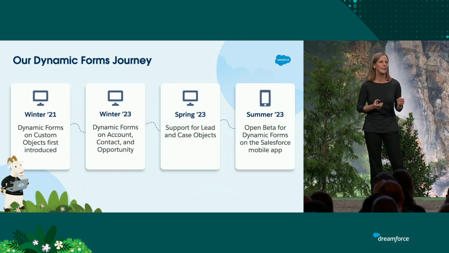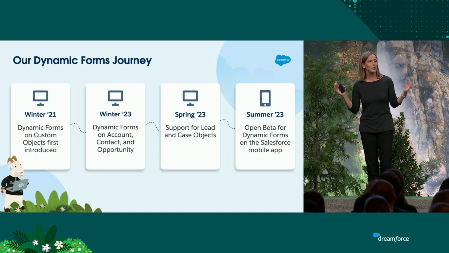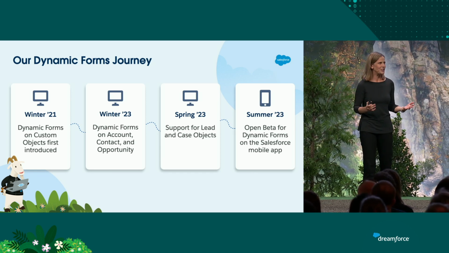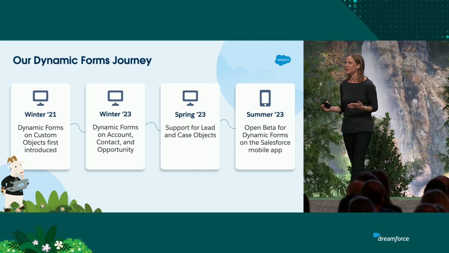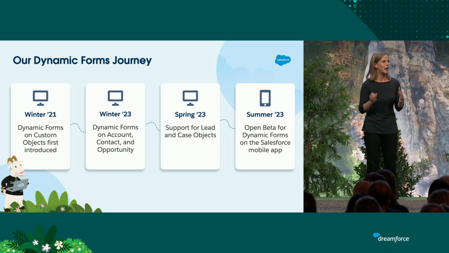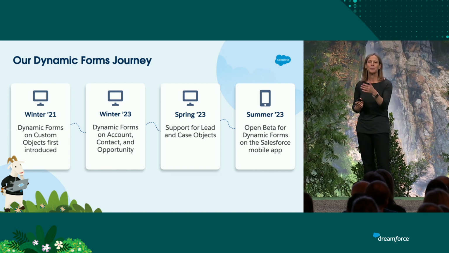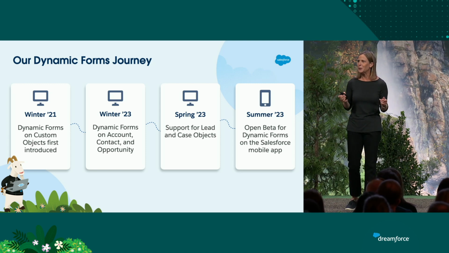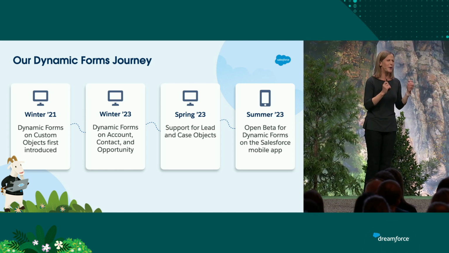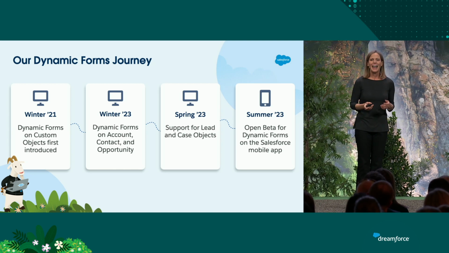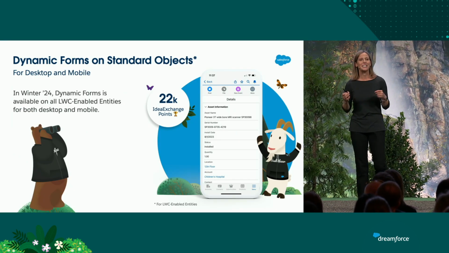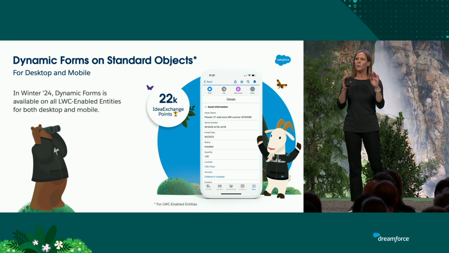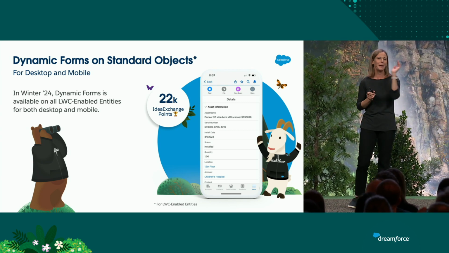Now, we have been on quite the journey with Dynamic Forms. We introduced it in Winter 21 for custom objects. And then last year, we finally started to bring it to standard objects, bringing you account, contact, and opportunity. In the spring, we followed with case and lead. And then in the summer, we just had an open beta for mobile. I am thrilled to stand here on stage today and tell you that with Winter 24, Dynamic Forms is now supported on almost all standard objects for desktop and mobile.